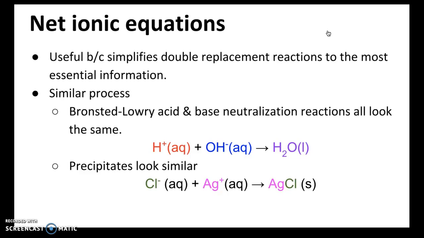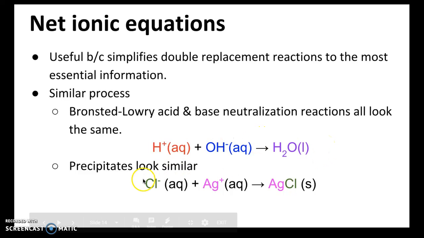There are similar processes for doing it no matter what the case is, whether you're doing an acid-base reaction or a precipitate reaction. The cool thing about acid-base reactions, their net ionic equation, if it's a Bronsted-Lowry acid and base, always looks the same. It always has H plus and OH minus going to form water.